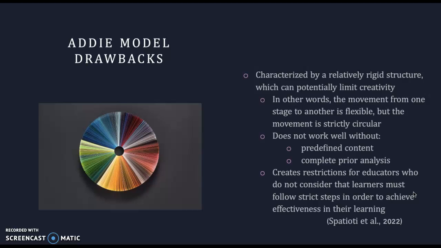In other words, the movement from one stage to another is flexible, but the movement is strictly circular. This does not work well without predefined content and without complete prior analysis. This creates restrictions for educators who do not consider that learners must follow strict steps in order to achieve effectiveness in their learning.